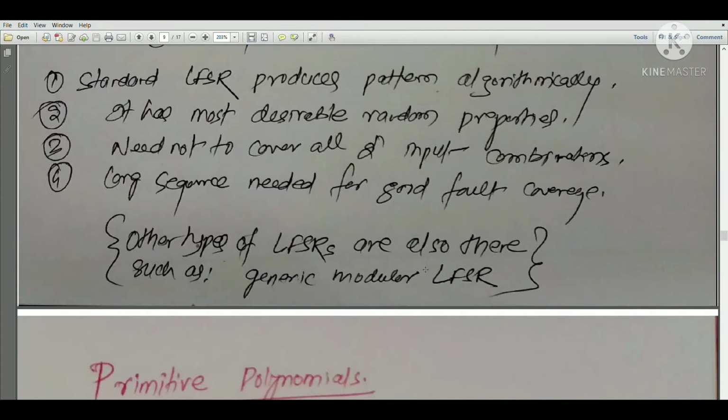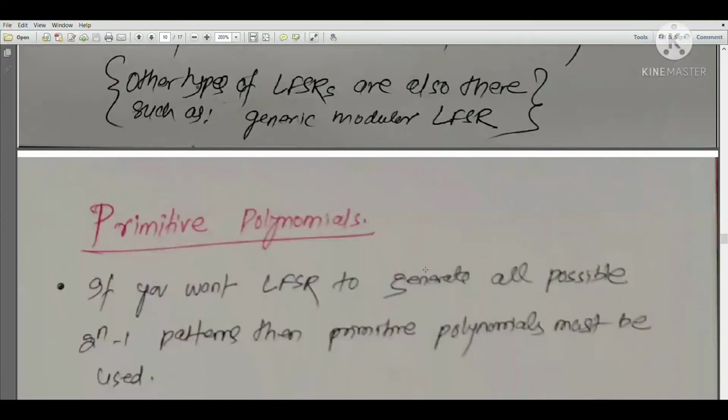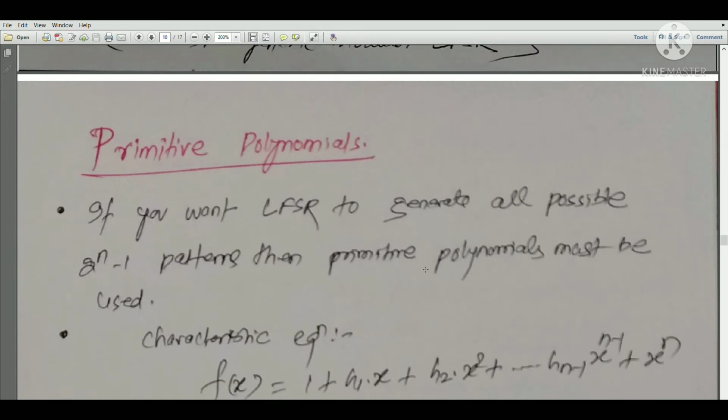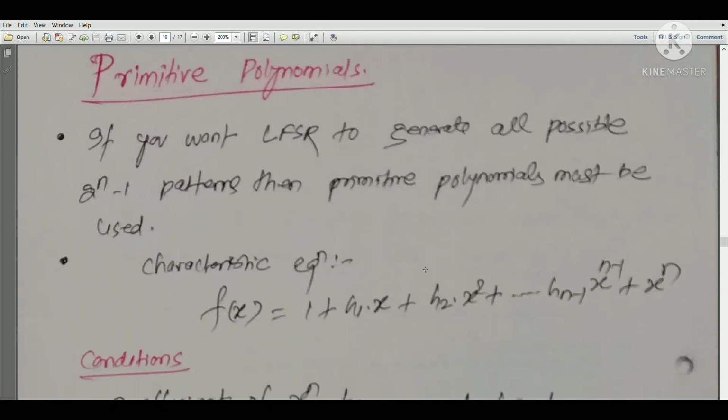I am not going into the details of that. Now our focus will be on primitive polynomials, a very important thing in the case of the LFSR. If you want the LFSR to generate all possible 2 to the power n minus 1 patterns, then a primitive polynomial must be used. So a primitive polynomial means the polynomial that can generate the larger number of test sequence possibilities.